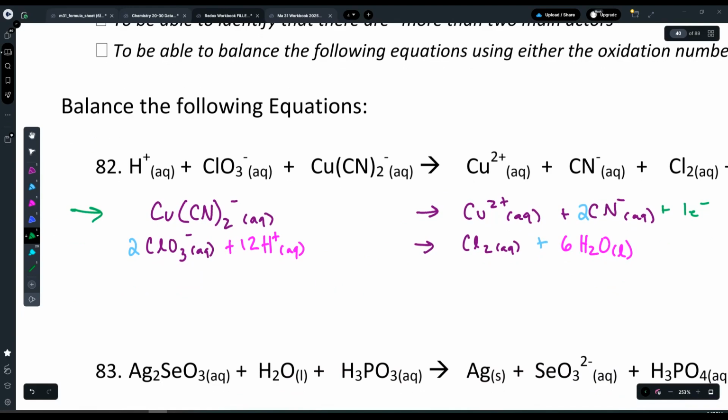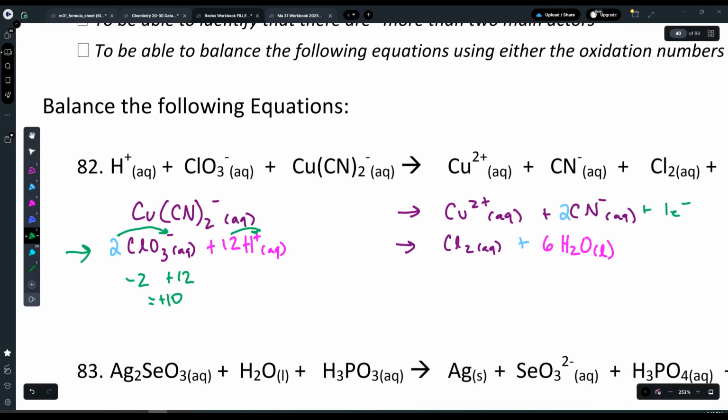Okay, for the second reaction, we're going to do the same thing. So we have 2 times -1, so that's -2, and then 12 times +1, so that's 12. So that gives us an overall charge of +10. And then on the product side, both chlorine and water are neutral, so that's an overall 0 charge. So I'm going to go to the more positive side and add 10 electrons, because if I go +10 minus 10, that's going to give me 0. Okay, so now both sides have the same charge for the second reaction.